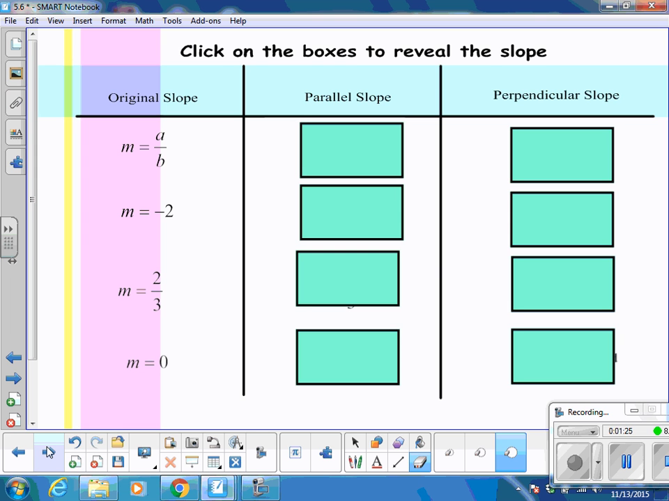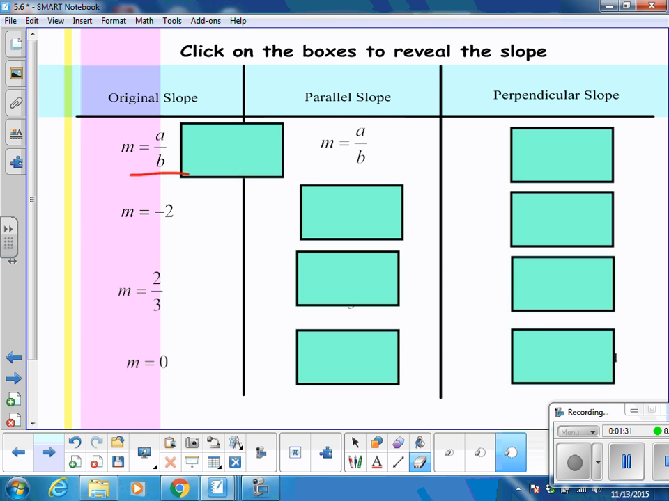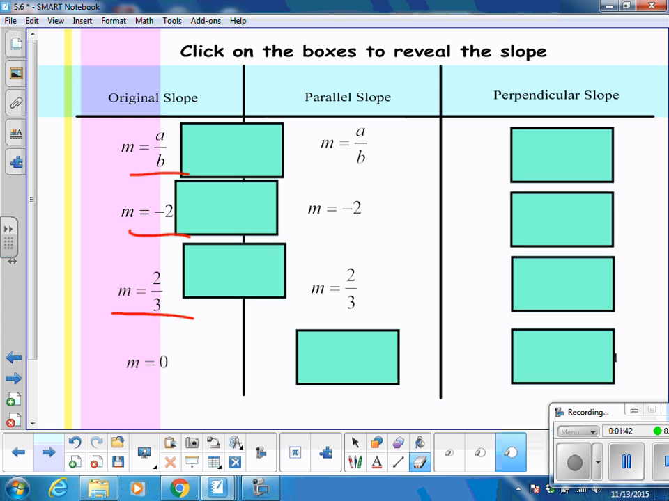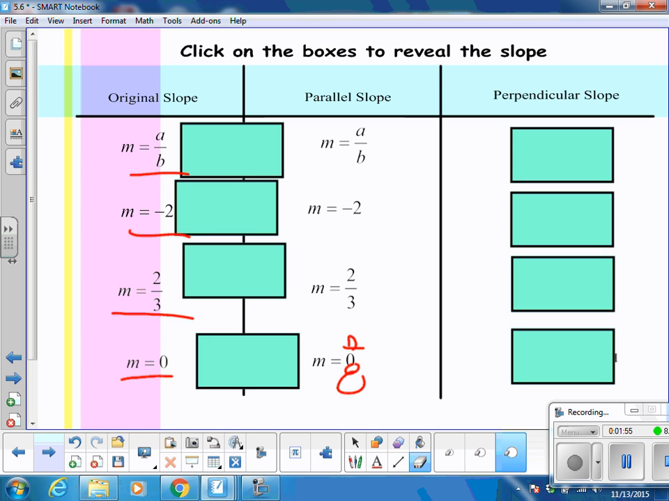So if my original slope is a over b, then my parallel slope should still be a over b. They should match. If my slope is -2, then the parallel slope should be -2. If my original slope is 2/3, then my parallel slope should be 2/3. If my original slope is 0, my parallel slope should indeed exactly be 0.